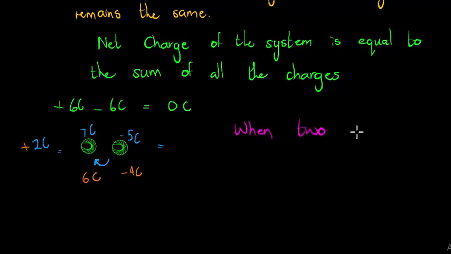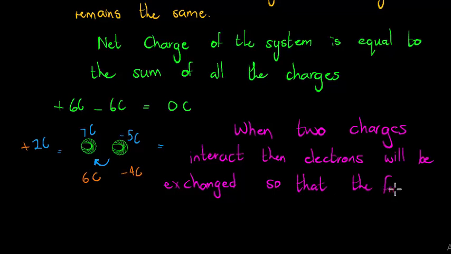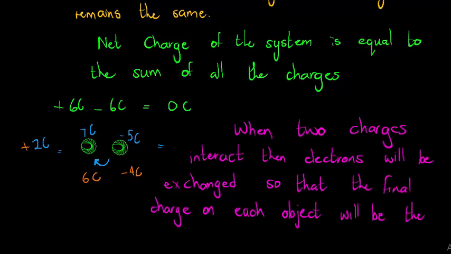So even if electrons get moved, now what we could notice, another law, is that when two charges interact, I don't know if that's the correct word, when two charges interact, then electrons will be exchanged, let's say exchanged, so that the final charge on each object will be the same.